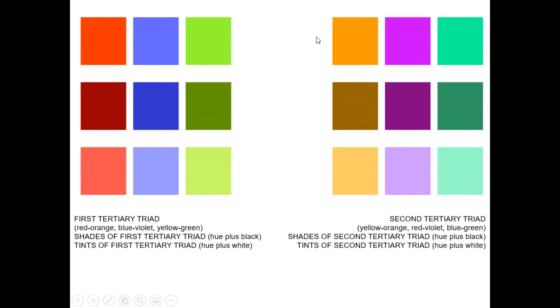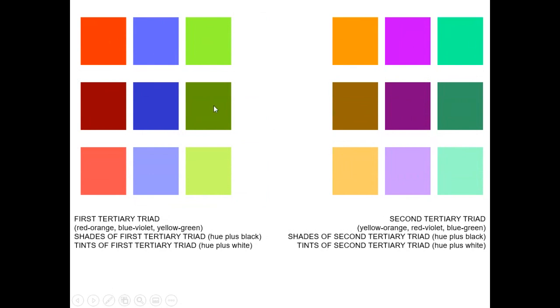As opposed to this grouping where I have my orange that leans more toward yellow, yellow-orange. My violet that leans more toward red, red-violet. And a green that leans more toward blue, blue-green. So you can see if you were just looking at those two sets, it should be pretty easy for you to pick out which of those groups is which.